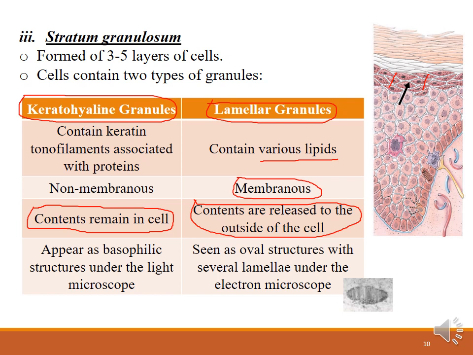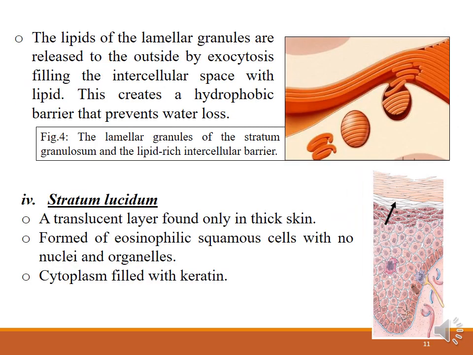Now, actually, these granules, the lamellar granules, are small, and they are usually seen by the electron microscope. In this small image here, they appear as oval structures with several lamellae. This is why they are called lamellar granules. So here, these are the lamellar granules in this image. Notice how they are oval and they contain several lamellae. The lipids of the lamellar granules are released to the outside by exocytosis, as we can see here.